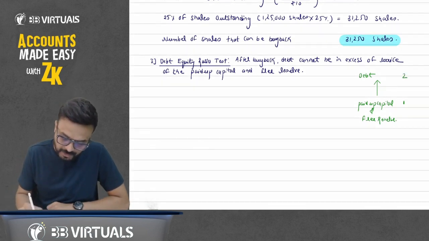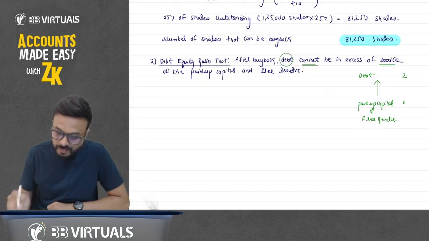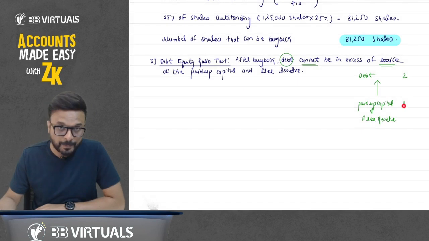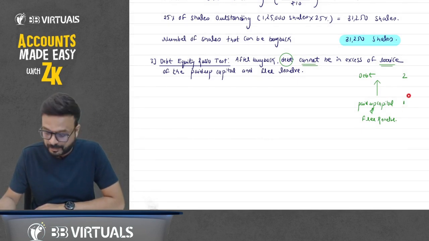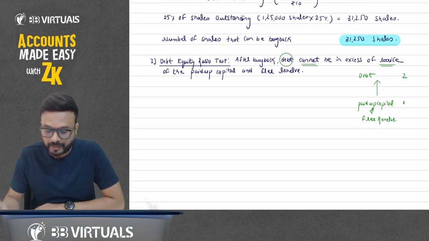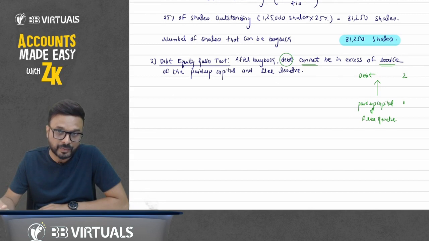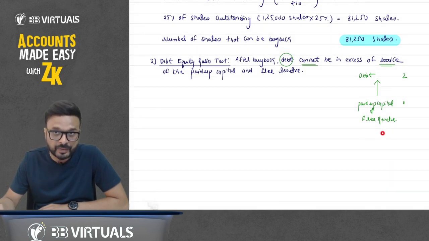What is the condition here? After buyback, your debt cannot be in excess of twice the paid up capital and free reserve. How much is the paid up capital and free reserve you have? Suppose it is 1. Your debt cannot be twice of the paid up capital and free reserve after buyback. You understand this point? If it is 1, your debt cannot be more than 2.